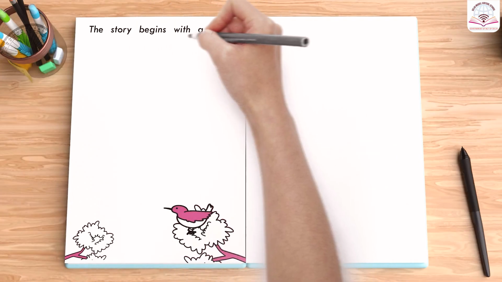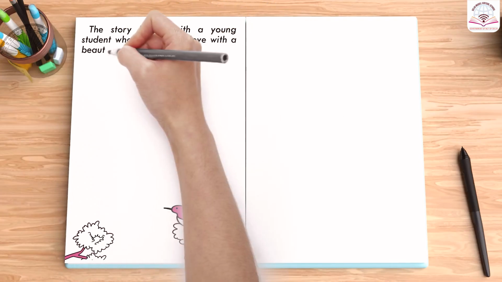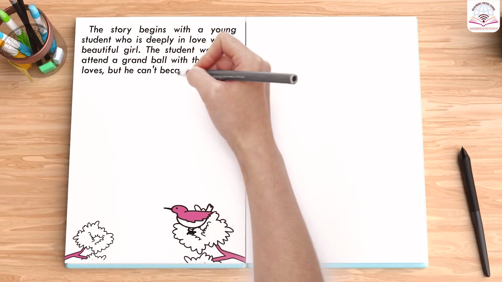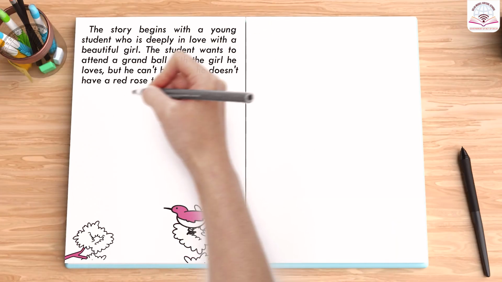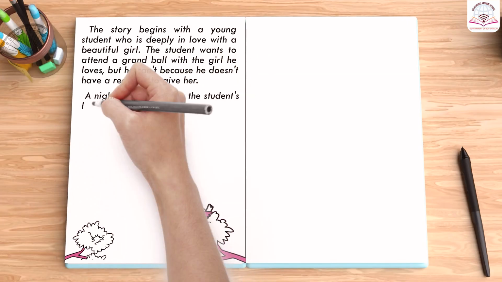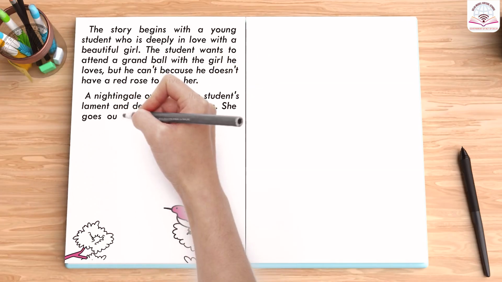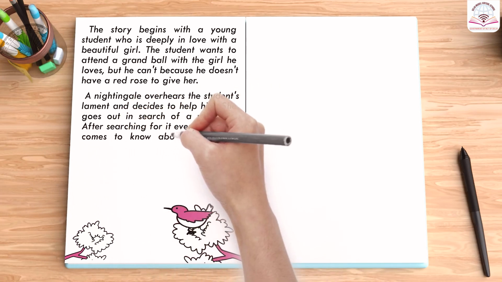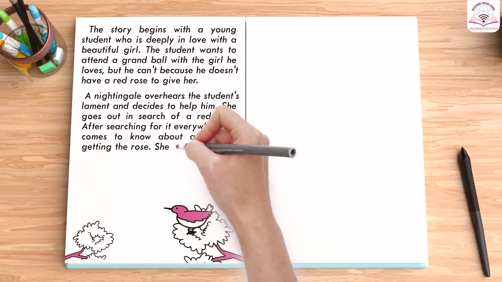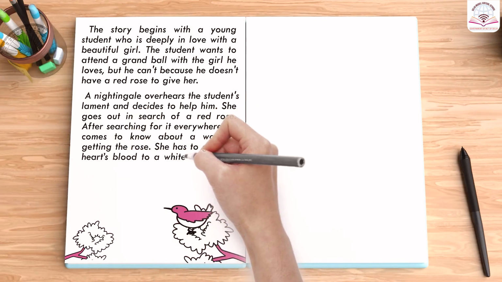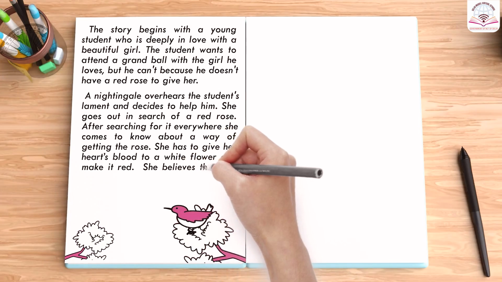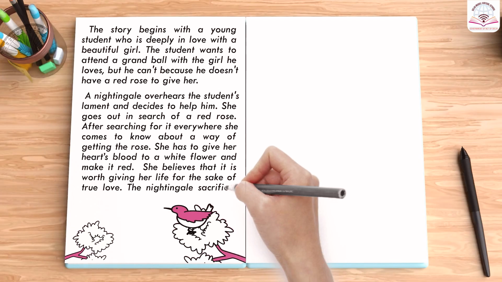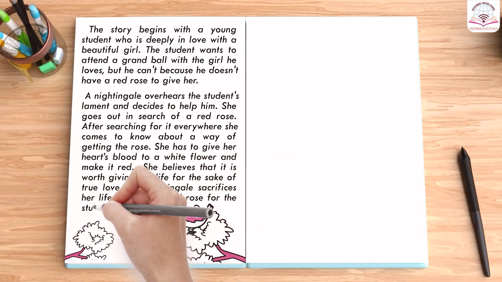The story begins with a young student who is deeply in love with a beautiful girl. The student wants to attend a grand ball with the girl he loves, but he can't because he doesn't have a red rose to give her. A nightingale overhears the student's lament and decides to help him. She goes out in search of a red rose. After searching for it everywhere, she comes to know about a way of getting the rose. She has to give her heart's blood to a white flower and make it red. She believes that it is worth giving her life for the sake of true love. The nightingale sacrifices her life to create a red rose for the student.